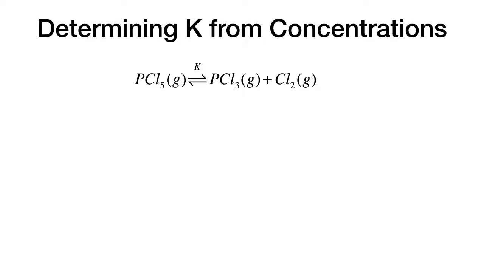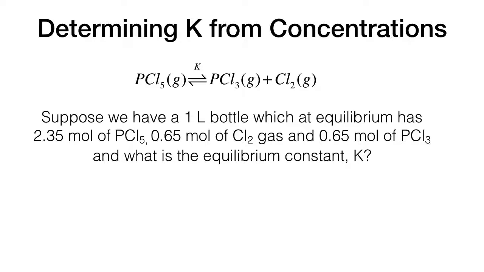When one has an equilibrium expression, then one can determine the equilibrium constant from concentrations. Let's look at the decomposition of phosphorus pentachloride to phosphorus trichloride and chlorine gas as represented here. Now, suppose we have a 1 liter bottle which at equilibrium has 2.35 moles of PCl5, 0.65 moles of chlorine gas, and 0.65 moles of PCl3. What is the equilibrium constant for the reaction?